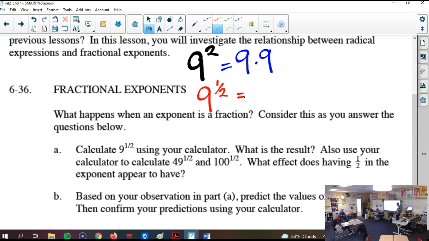No, wait, that's negative exponents. Negative exponents are repetitive division, because it's the opposite of multiplication. So with the half power, we're multiplying 9 times itself half of a time. So we're multiplying 9 times 4.5?